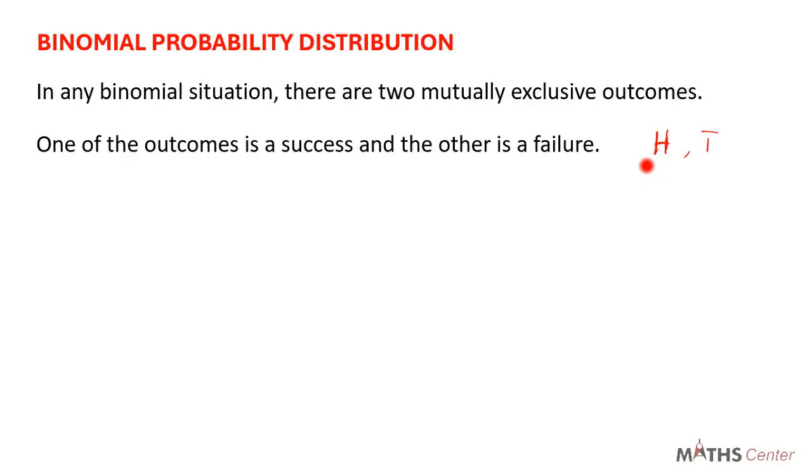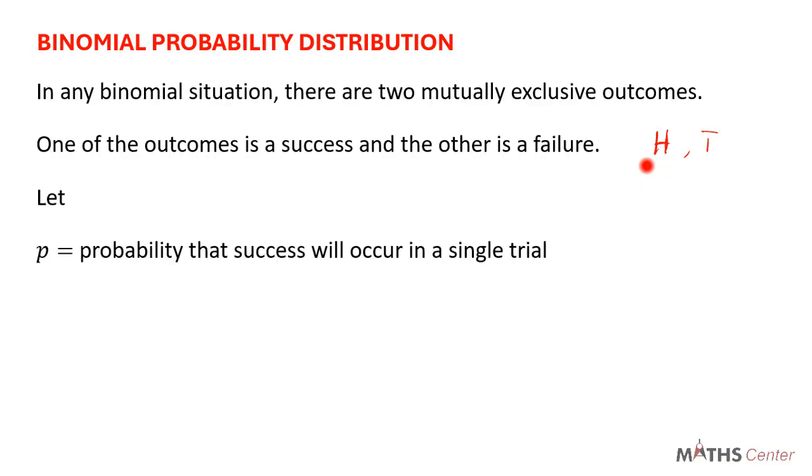So in any binomial situation, the probability of one of the outcomes can be described as a success and the other a failure. So let's say that you have a binomial situation and we let P equal the probability that success will occur. Let's go back to our example, tossing a coin. When you toss a coin, you either get a head or a tail. Let's say that we hope to get a head. So if we hope to get a head, then the probability of getting a head in a single trial will be success.